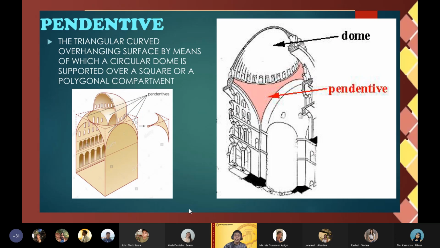First term we have here is pendentive. The pendentive is famous during Byzantine architecture because it was invented during the Byzantine period.